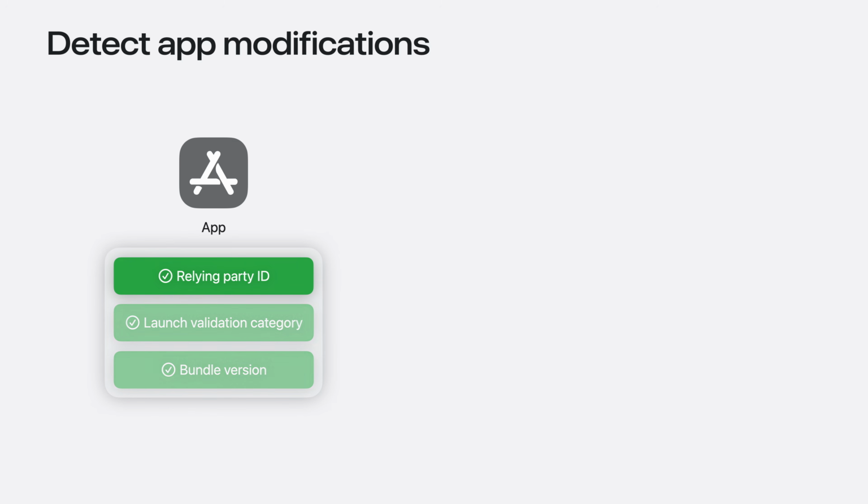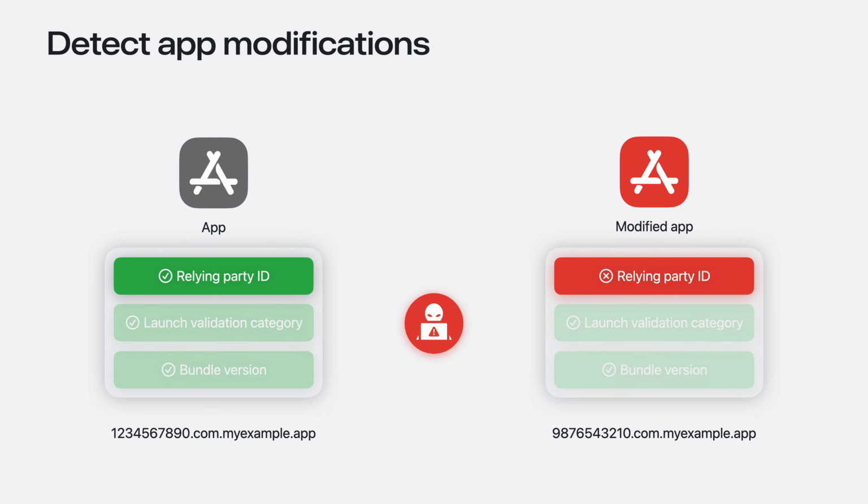Your app is uniquely identified through a relying party identifier. This is a concatenation of your team identifier from your Apple developer provisioning profile and your app's bundle identifier. Imagine a fraudster modifies your app and re-signs it with a provisioning profile that does not match your team identifier. App Attest surfaces your app identity on the user's device, allowing you to discover unauthorized modifications.